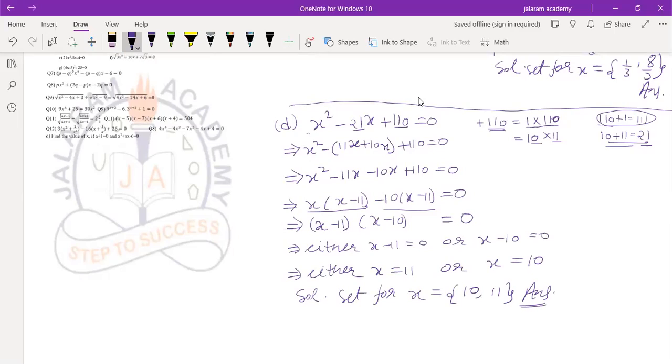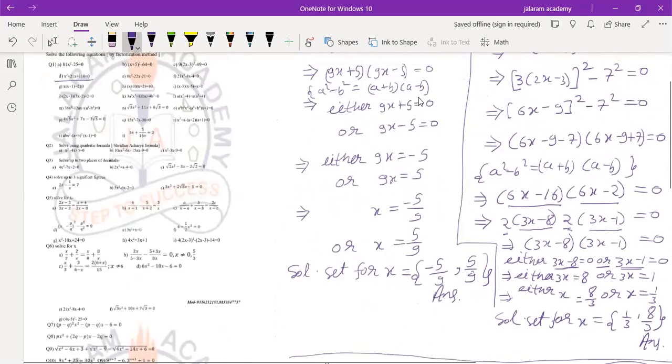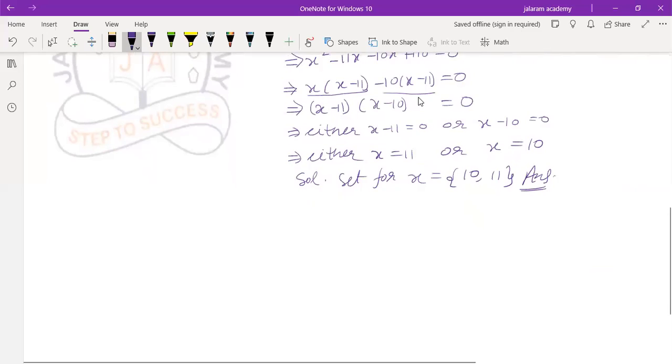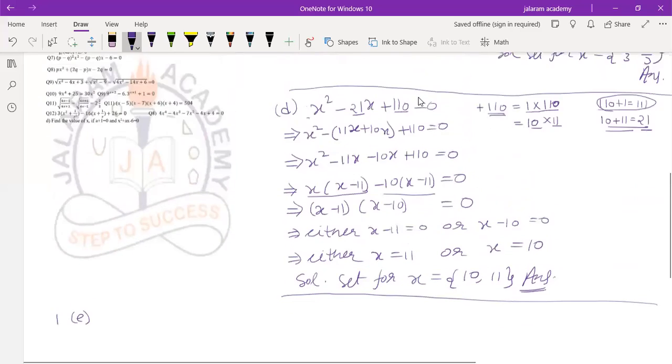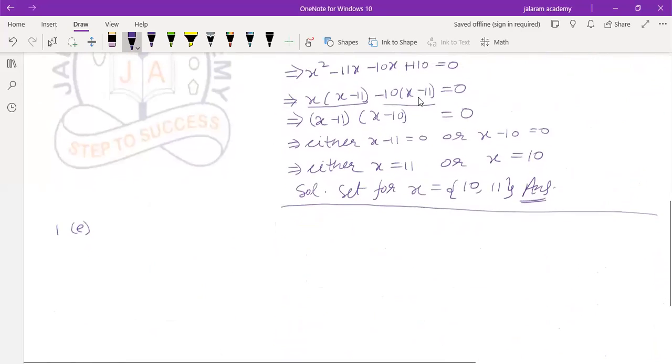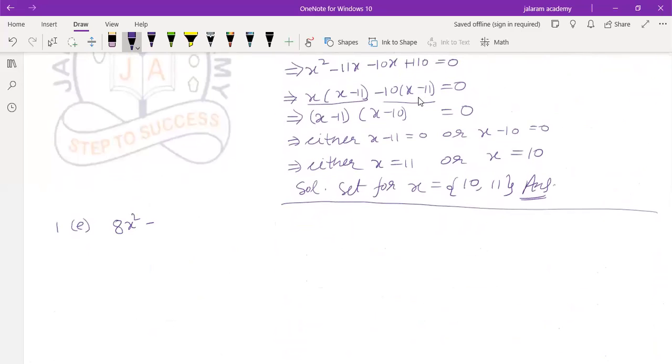Yes, sir. Now question number E is there, which is 8x square minus 22x minus 21 equals 0. Question number 1E. This is 8x square minus 22x minus 21 equals 0. So we will further repeat the same process.